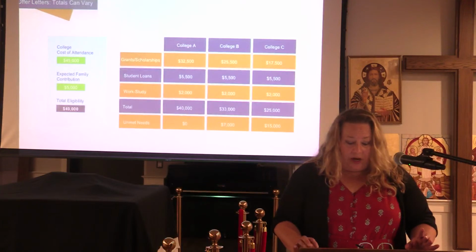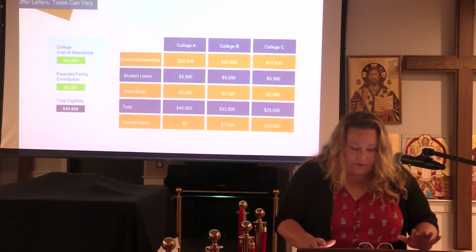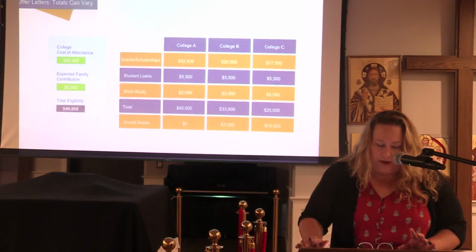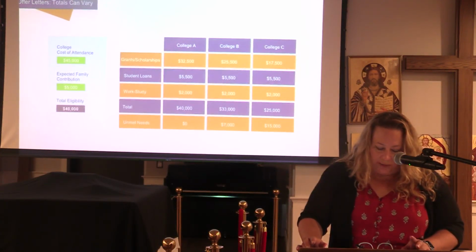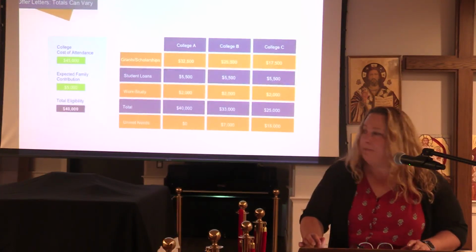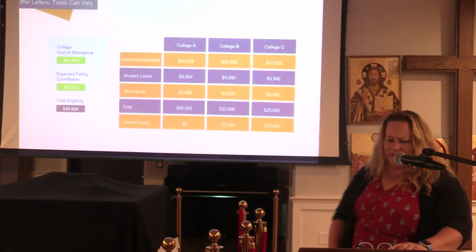Okay, so financial aid offers are going to look different from school to school. If we use this example, we have a family. Their family contribution is $5,000. School costs $45,000. Can you see it? It's really fuzzy, huh?